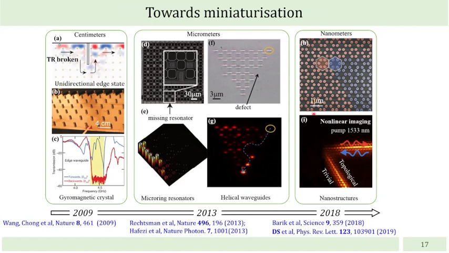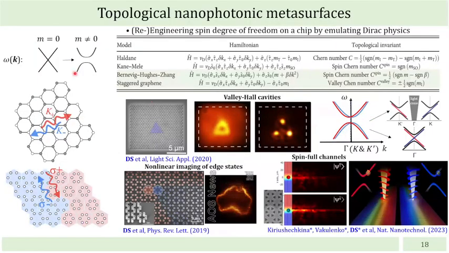Considering more closely such two-dimensional systems, such as metasurfaces, we often want to emulate Dirac physics, so that at least in the vicinity of some degeneracies, the spectrum is described by Dirac Hamiltonians, incorporating Pauli matrices acting on different degrees of freedom.